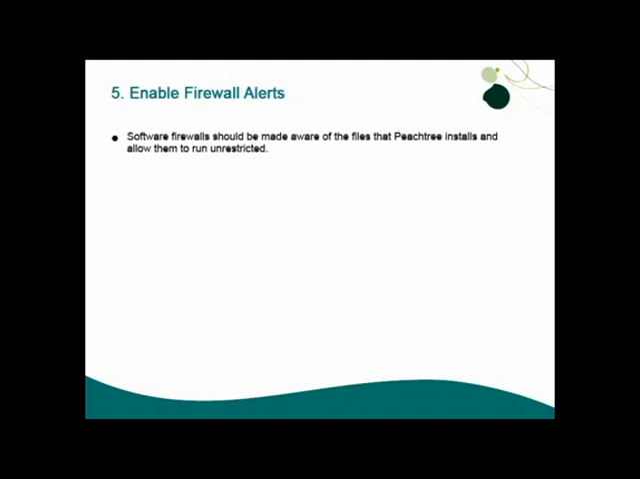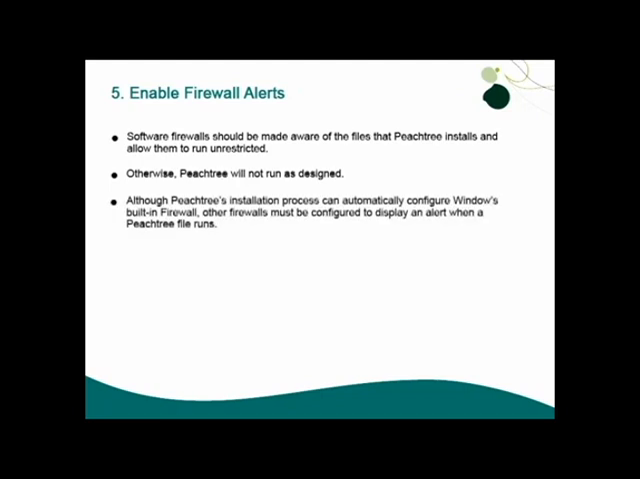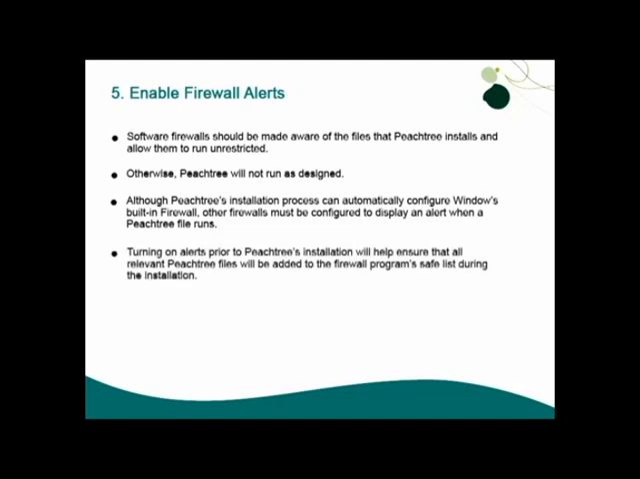Software firewalls running on your system should be made aware of the files that Peachtree installs and allow them to run unrestricted. Otherwise, Peachtree will not run as designed. Although Peachtree's installation process can automatically configure Windows' built-in firewall, non-Microsoft firewalls such as McAfee, Norton, and ZoneAlarm must be configured to display an alert when a Peachtree file runs for the first time on the system. Ensuring that your firewall's alert setting is turned on prior to Peachtree's installation will help you make certain that all relevant Peachtree files are added to the firewall program's Safe Programs list during the install.